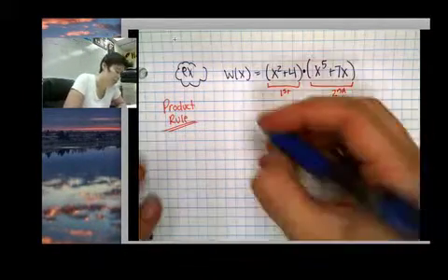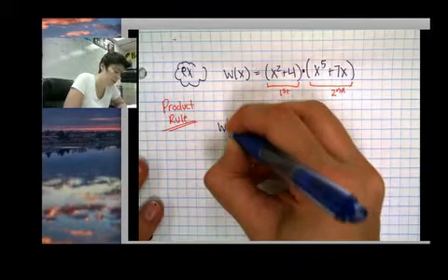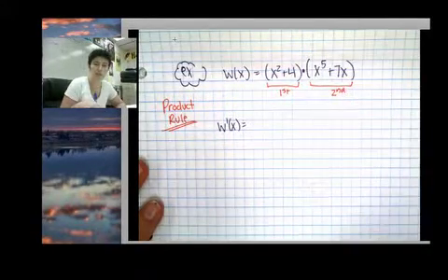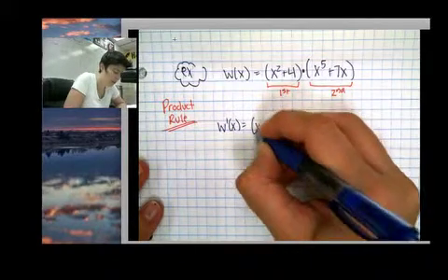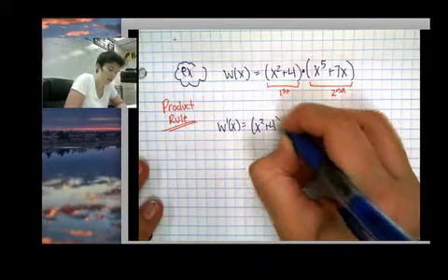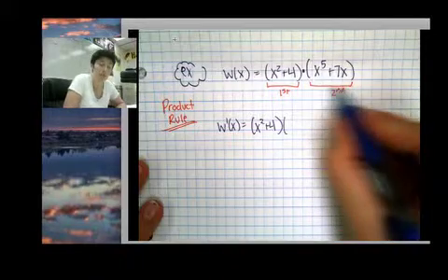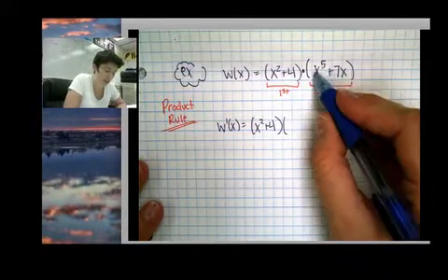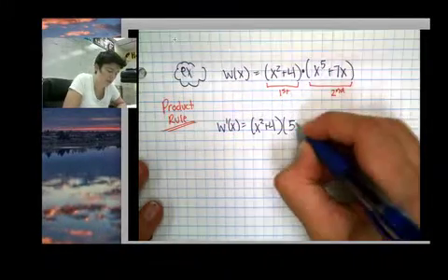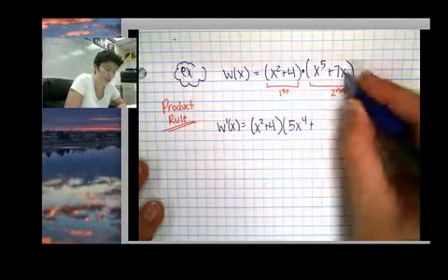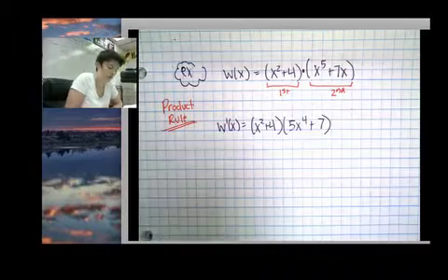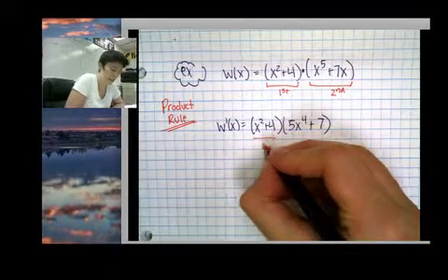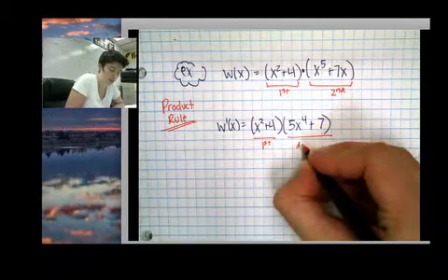So let's go through it a little bit here. W prime of x equals the first times the derivative of the second. So the first is x squared plus 4, and the derivative of the second I can power rule. So 5x is going to be 5x to the 4th, plus 7x turns into just being a 7. And there's my first times the derivative of the second.